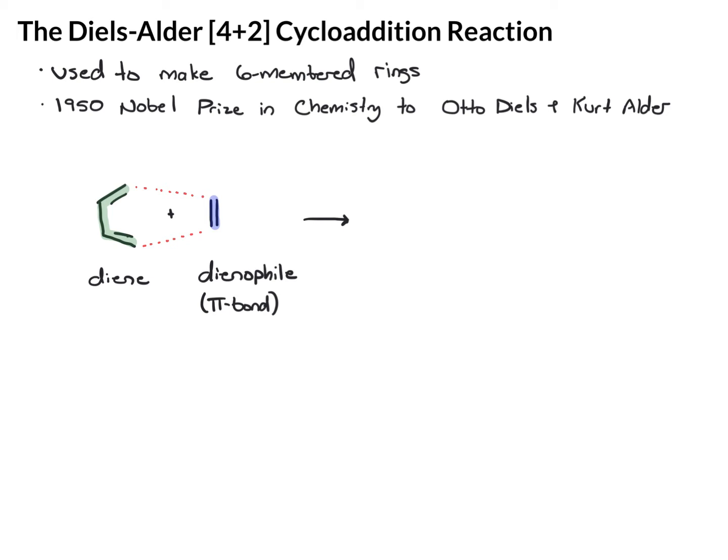In terms of electron movement, if we want to show that, we can start at one of the double bonds. So let's start at the dienophile and put our pencil down on the pi bond. I'll draw an arrow to here. That pushes these pi bond electrons to here. And these pi electrons come and form a bond here. So what we end up with is a six-membered ring.